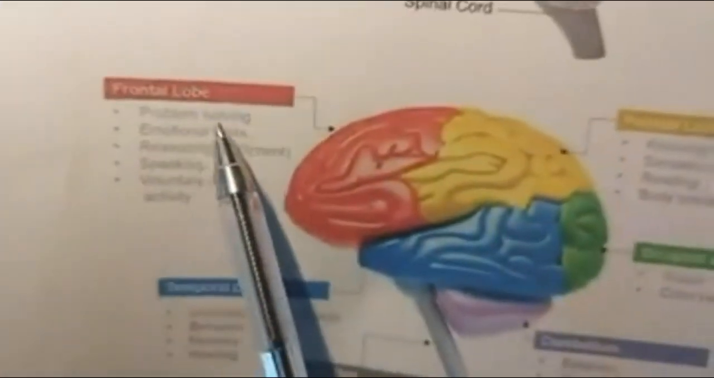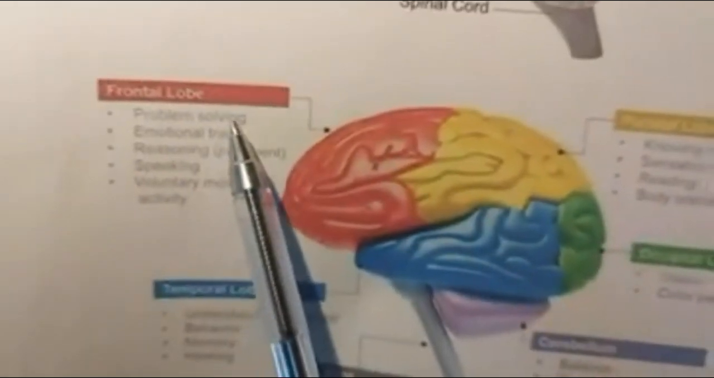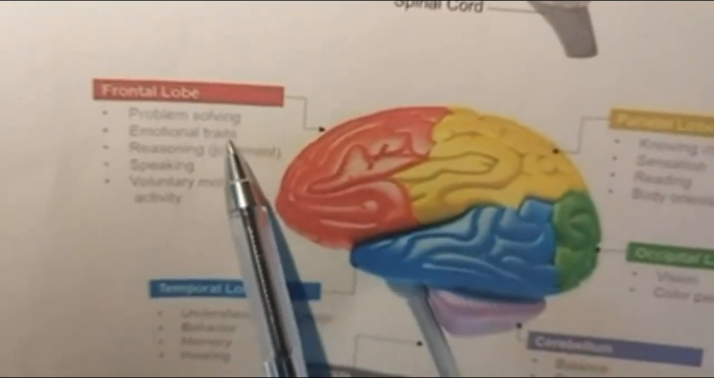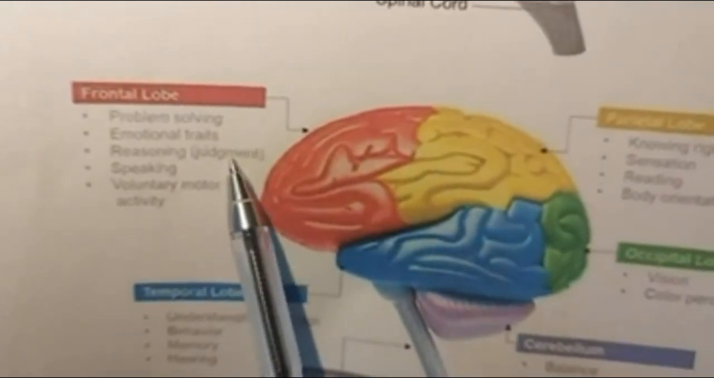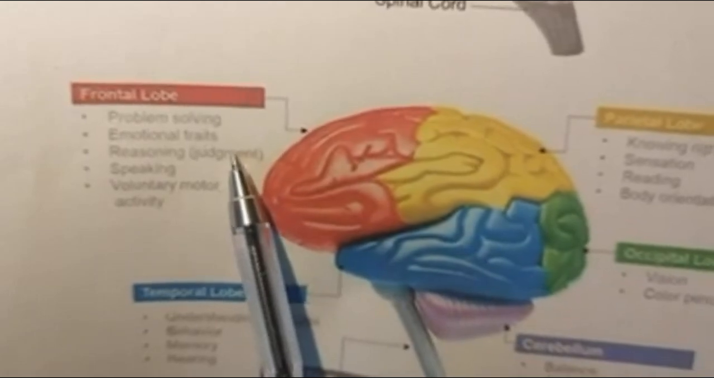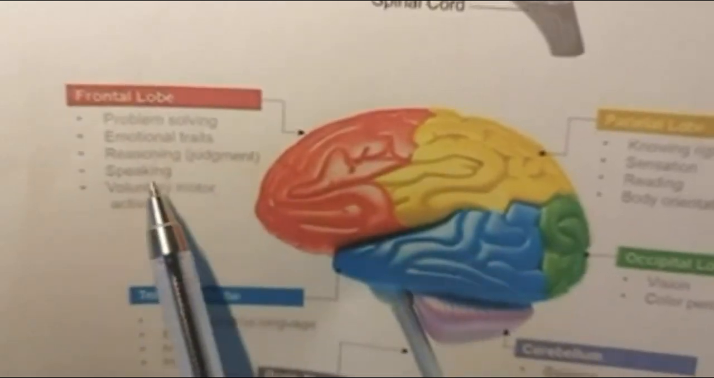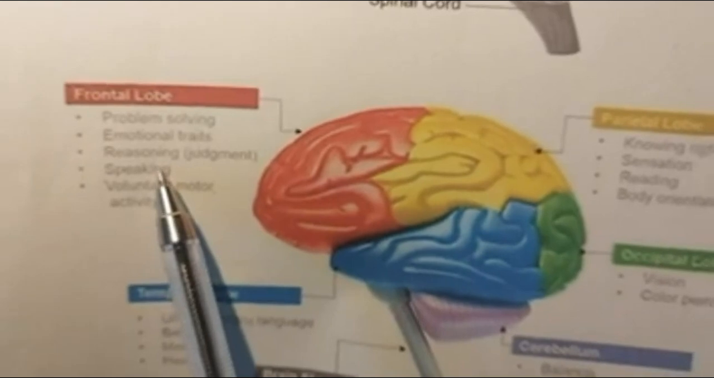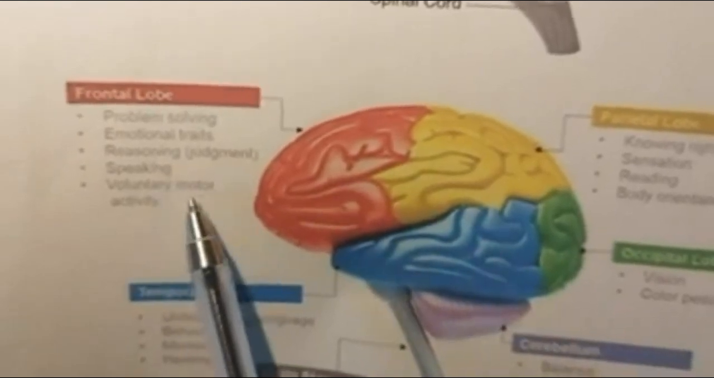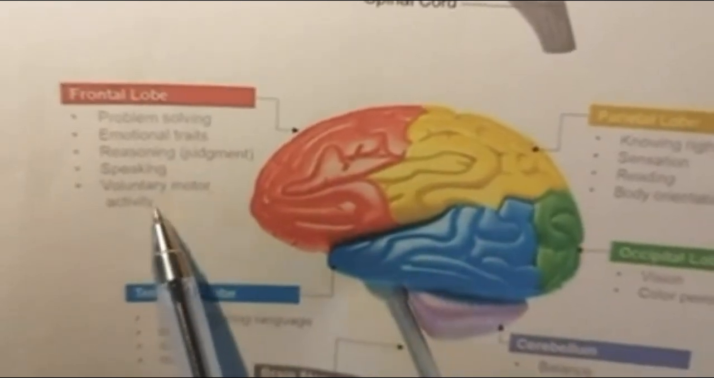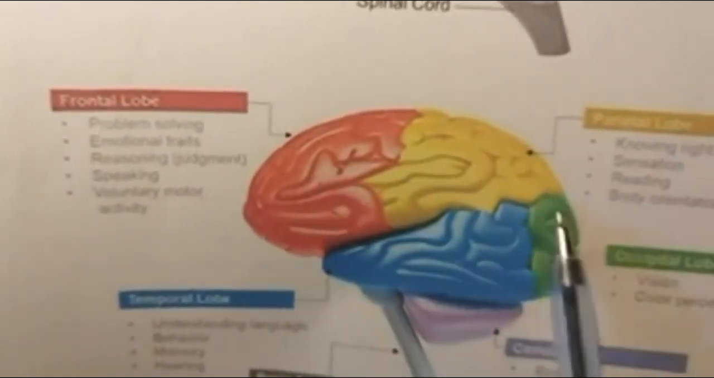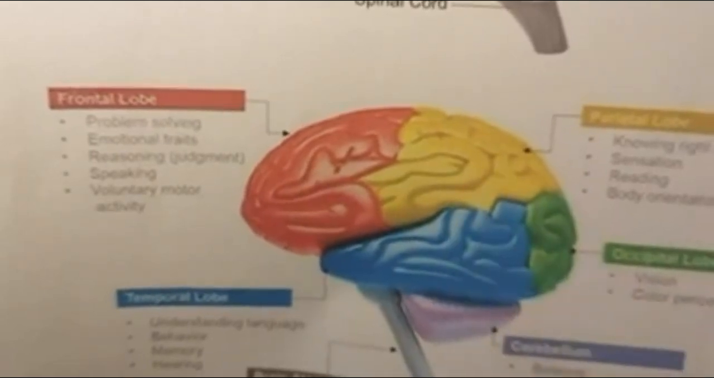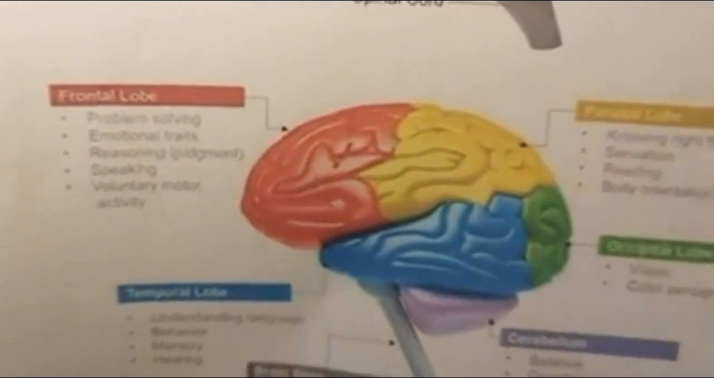The frontal lobe works for problem solving, emotional activities, judgment, making a judgment, reasoning, speaking, so our speech is controlled here, and voluntary motor activity. Remember, the important part of the forebrain is the cerebral cortex, the covering of this brain area. So that's the frontal lobe.